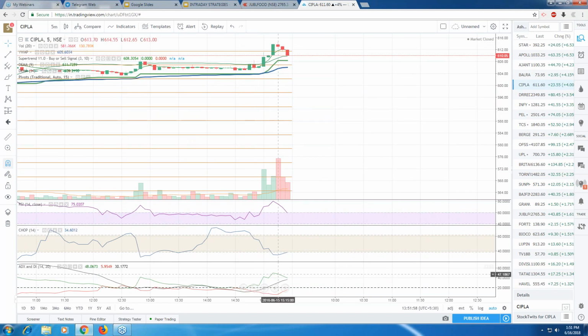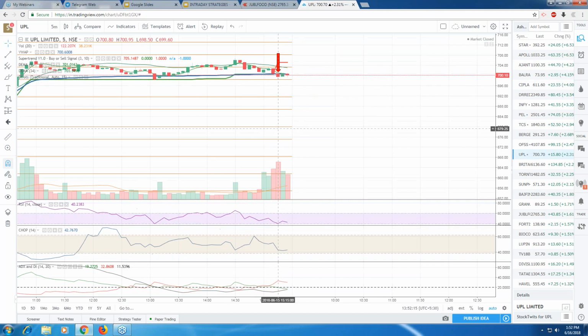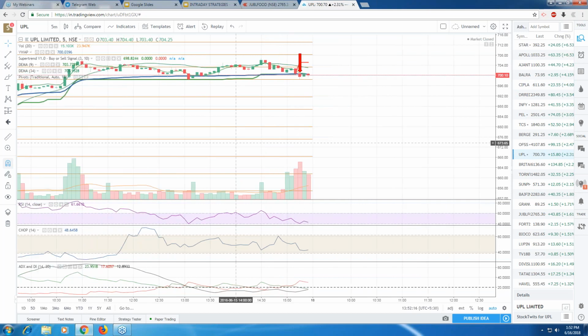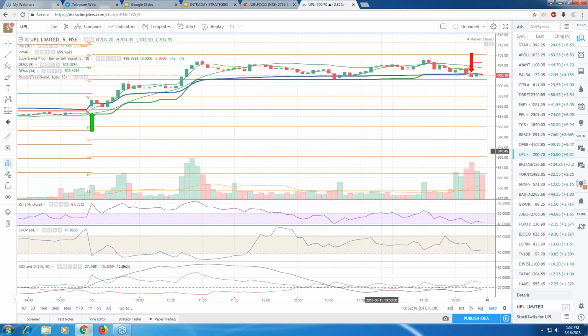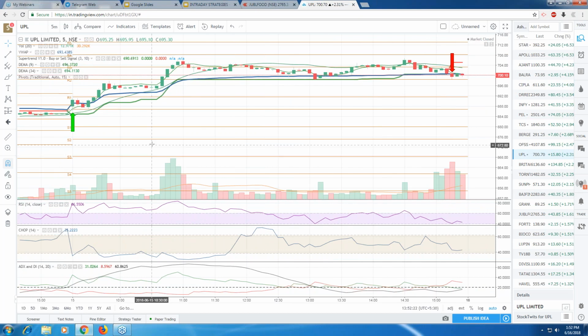Now, see, RSI is down, choppiness is up, and the green trending line is turning in the downward direction. But now tomorrow will be a new fresh day. UPL. So every time you can see, and we will do this trading. I'm going to record a few live trades for you so that you can see.